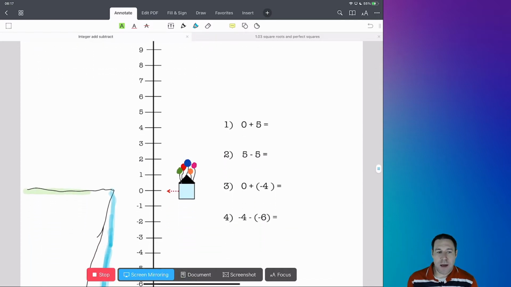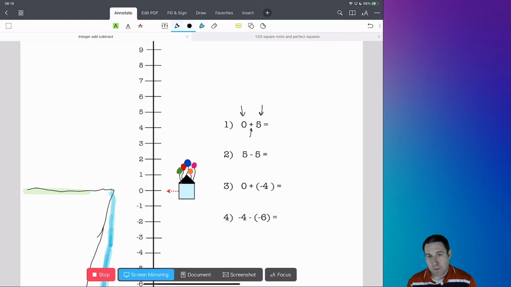Here we can see our house is floating off the edge of a cliff, hovering at 0 on our vertical number line. And in the first problem, we have 0 plus 5. The way we're going to approach this problem is we'll think of the first number as our starting point on the number line. The operation will tell us that we're going to add something to the house. And the last number here tells us what it is we're adding.